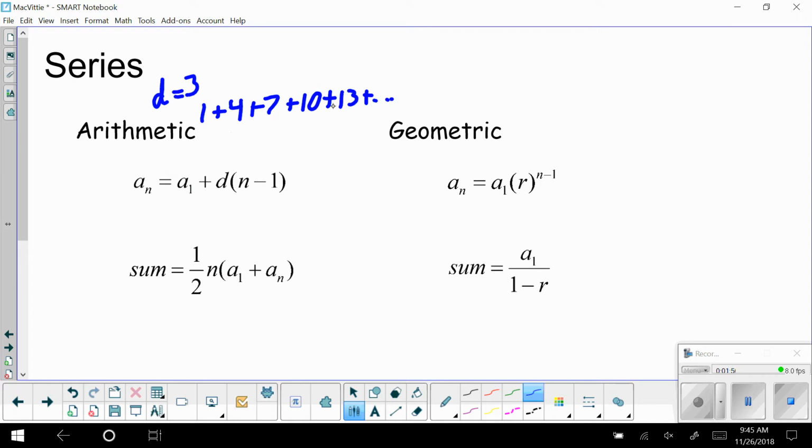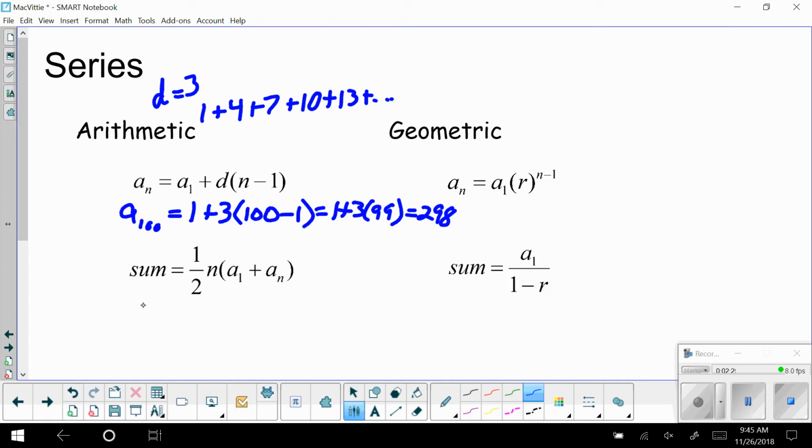So here, if I were doing this series up here where my common difference is 3, and my first term is 1, and I wanted the 100th term, a sub 100 would be my first term plus the common difference times 100 minus 1, which would give me 1 plus 3 times 99. So that's 297 plus 1, which is 298. So that allowed me to find the 100th term.